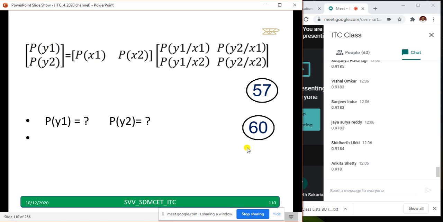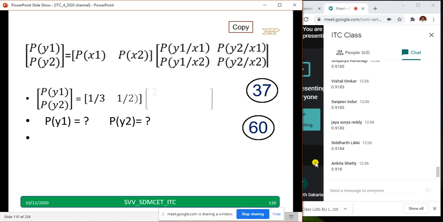Take your time. I want everybody to do it. I want everybody to type the answer, whether it's right or wrong. Probability of y1 equal to, probability of y2 equal to, you have to type in the chat box. The matrix also, all the content I have given. Simply I have to multiply. Hope all of you know how to multiply. 1 by 3 into 2 by 3 plus 1 by 10 into 1 by 2. Simply add all, you will get one value. Similarly 1 by 3 into 1 by 3 plus 1 by 2 into 9 by 10, you will get another value. One is y1 and the other is y2.